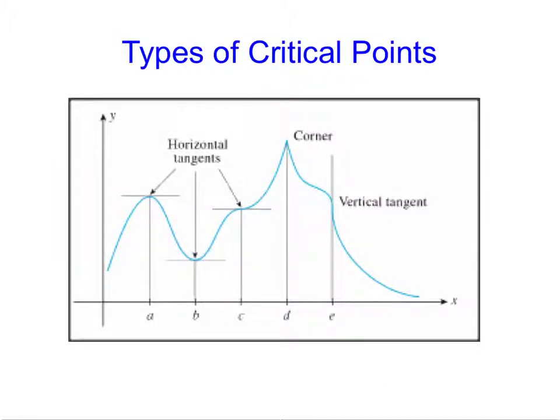So here's a diagram that shows some types of critical points. When the first derivative is 0, we have horizontal tangent lines. So a lot of these critical points have horizontal tangents. But we also have points where the derivative is undefined, these corner points or cusps, and also vertical tangents or asymptotes. So these are all considered critical points.